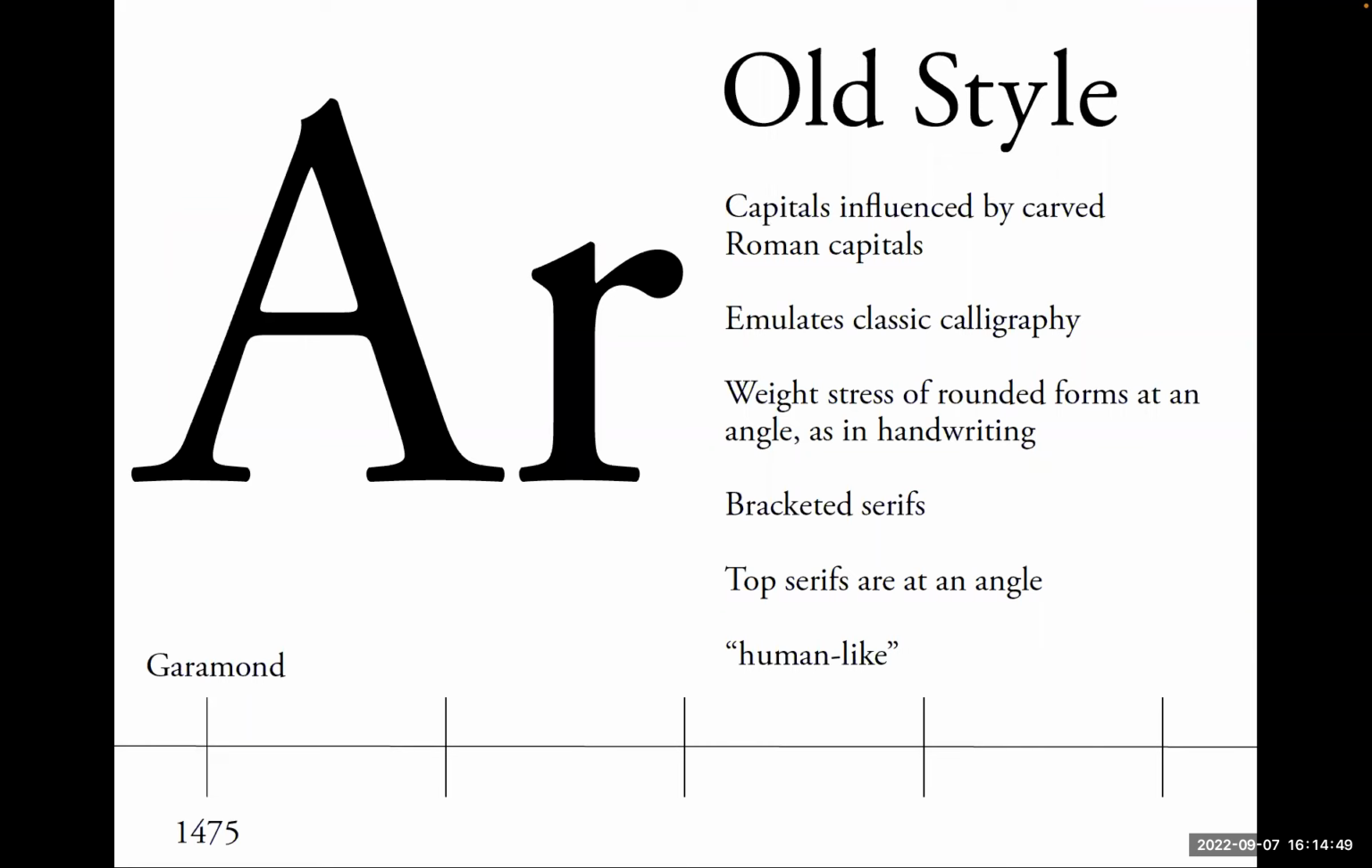Old style is the first one we've learned about. We're using Garamond as our example, which was designed in 1475. Remember, these are the capitals that were influenced by carved Roman capitals. These were carved in stone. It emulates classic calligraphy. The weight of the stress of the rounded forms is at an angle, as in handwriting. And the italic versions of these feel very calligraphic. The serifs are bracketed, meaning they have these nice curves around on each side of them. The top serifs are at an angle, and it's very human-like.